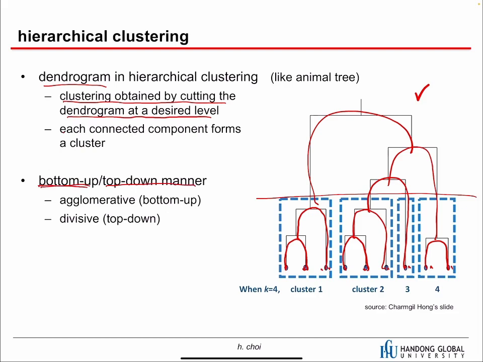Bottom up means we have a lot of clusters. When we have n samples, we start with n clusters, and then we combine the clusters from bottom to up. The top-down approach is exactly opposite. We have only one cluster, and then we split, and split again, and split again until we have enough clusters.